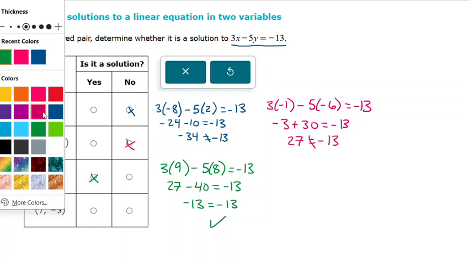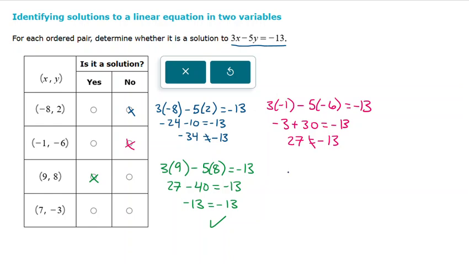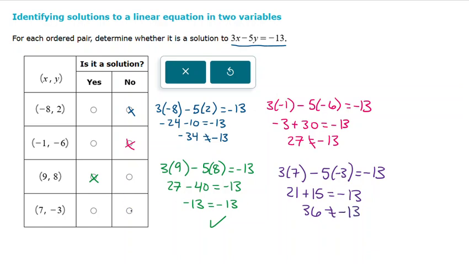And then let me do our last one here. This will be purple, plugging in 7 for x and -3 for y. So this is 21, and -5 times -3, again, negative times negative is positive, so that's going to be plus 15. Add those together and I get 36, which is not -13, so the answer for that one is no.